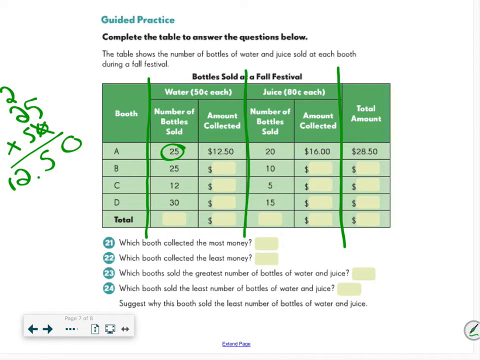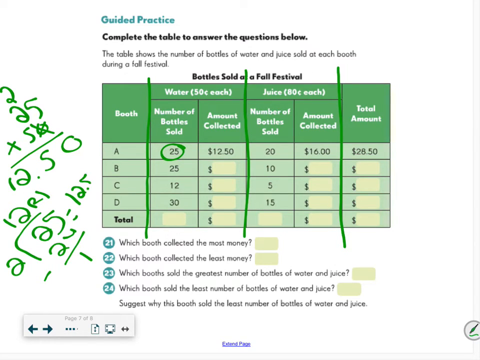Or I could kind of go the quarter route. I can think, you know what? If there's 50 cents each, I need 2 groups of 50 cents to make $1. So I could do 25 divided by 2. And let's see, 2 times 12 is 24. And I have one 50-cent left over, so that would be $12.50, which matches right here. Oh, perfect, so this has to be the same. And now I'm at 12.